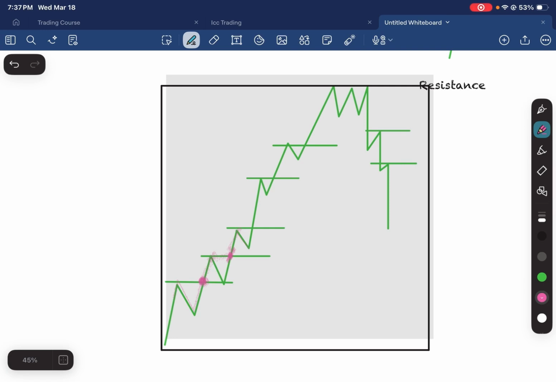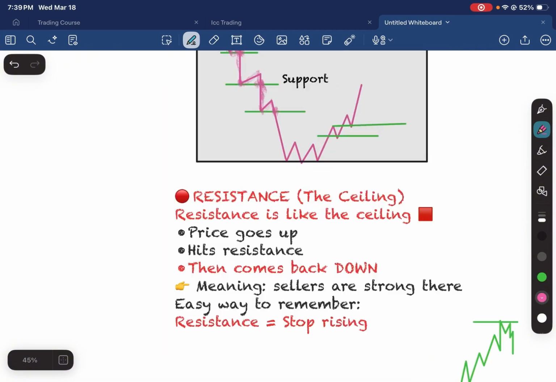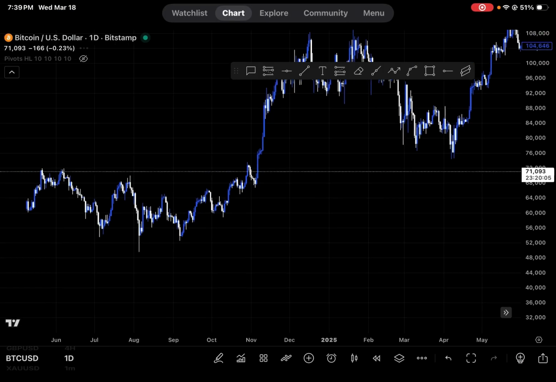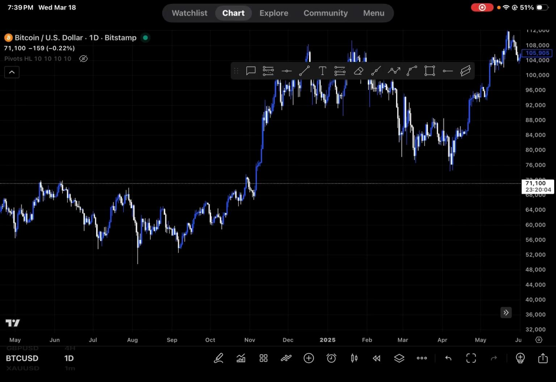So when resistance or support is broken: when resistance is broken, it becomes a support. When support is broken, it becomes a resistance. Let us go over to the chart to explain this a bit. We're going to practice marking up our supports, right?